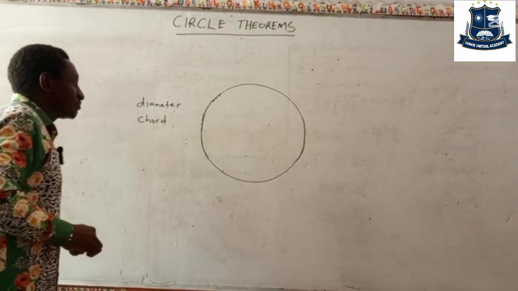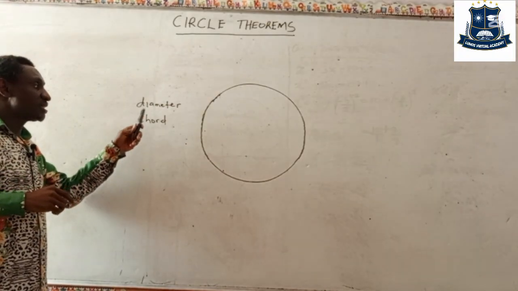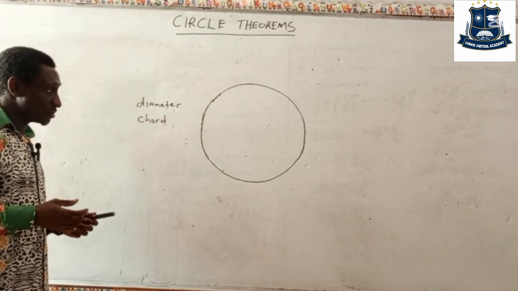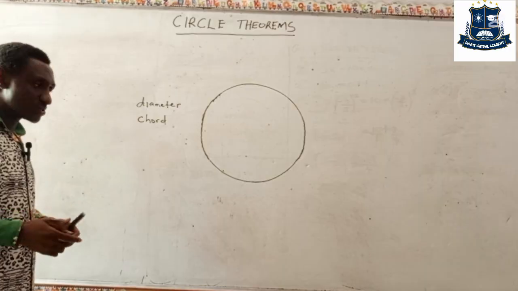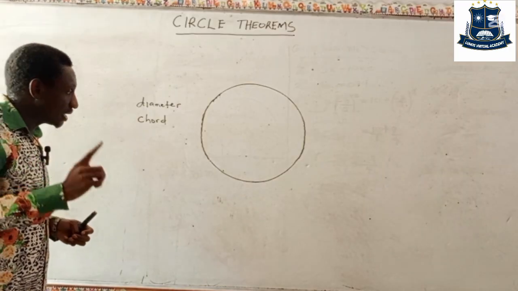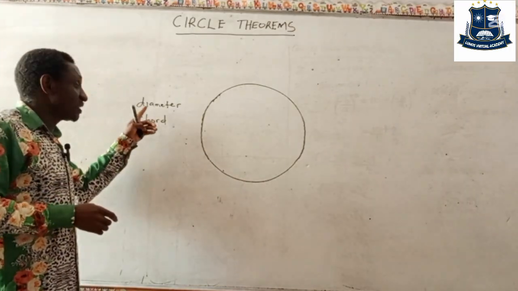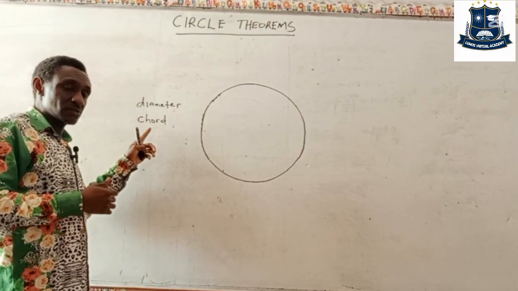Now, it's important to know that diameters and chords form angles. The diameters and chords within a circle can form angles. That's why I say it's important you can identify diameters. It's important you can identify the chords in the circle.